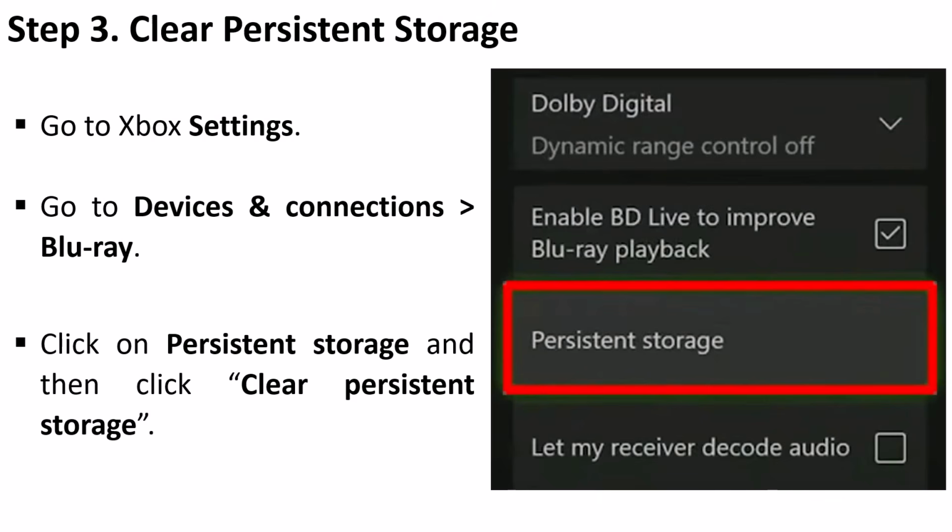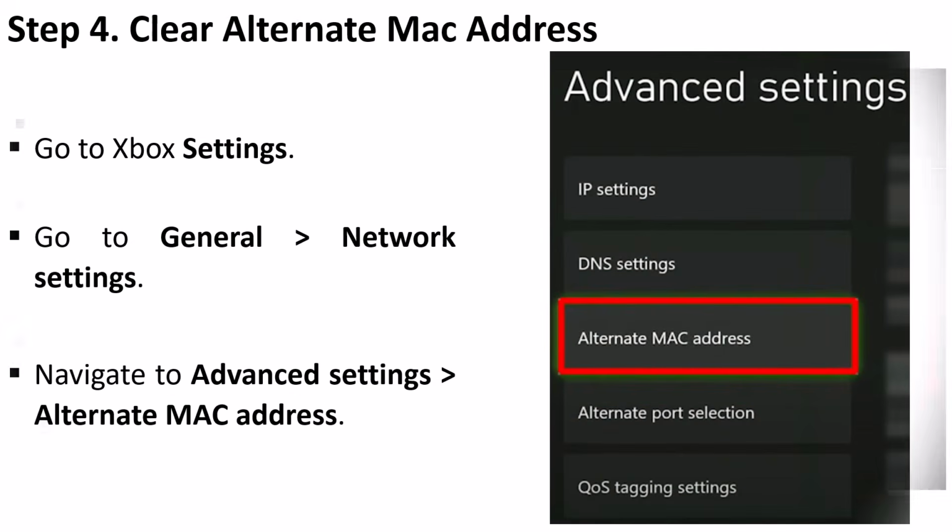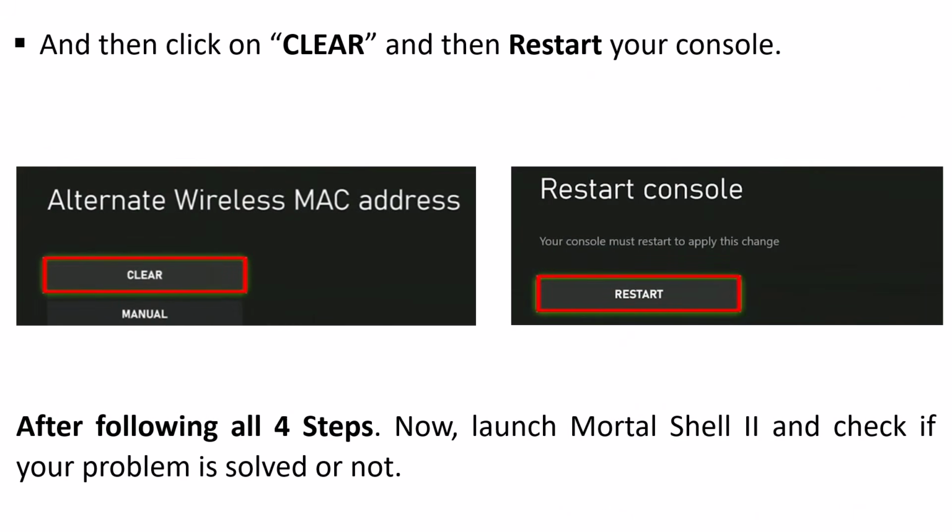Step 3 is to clear persistent storage. So go to Xbox settings, go to Devices and Connections, Blu-ray. Click on persistent storage and then click on clear persistent storage. Now if you don't see this feature in your Xbox console, then you can skip this step. And finally, step 4 is to clear alternate MAC address. So go to Xbox settings, go to general network settings, navigate to advanced settings, alternate MAC address, and then click on clear and then click on restart to restart your console.